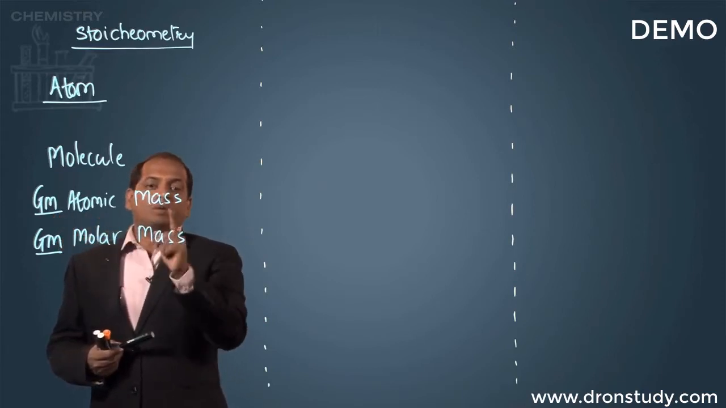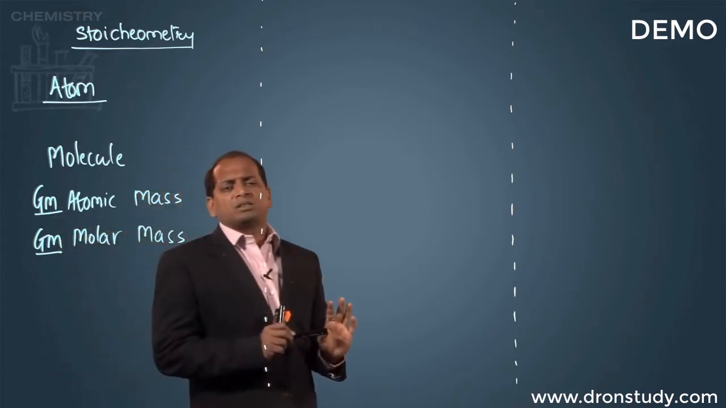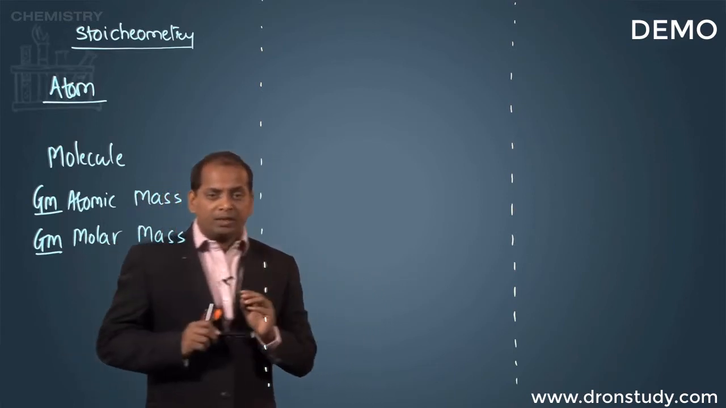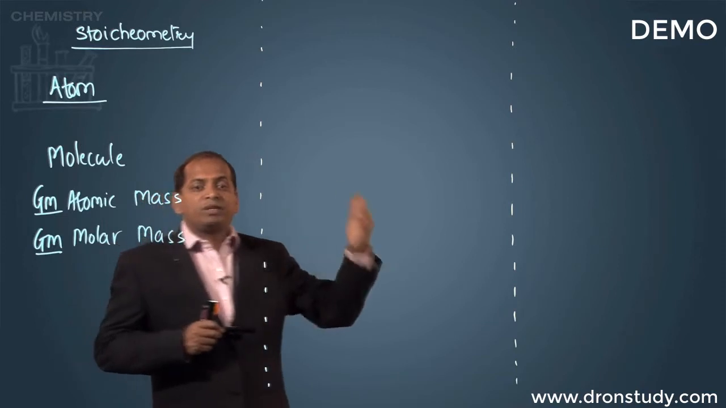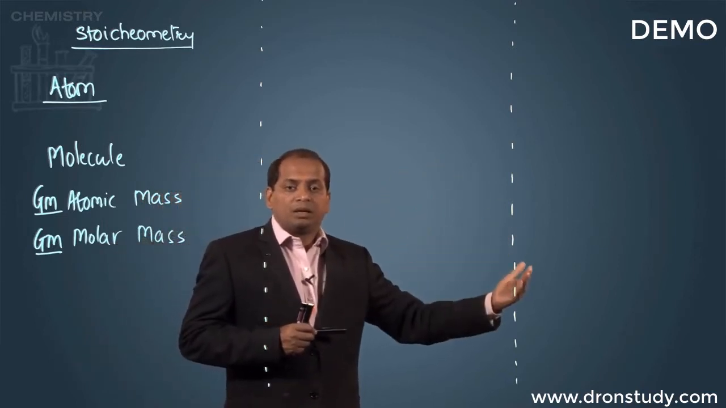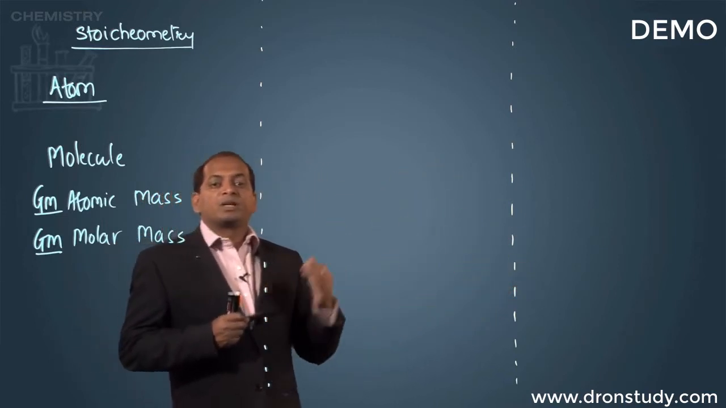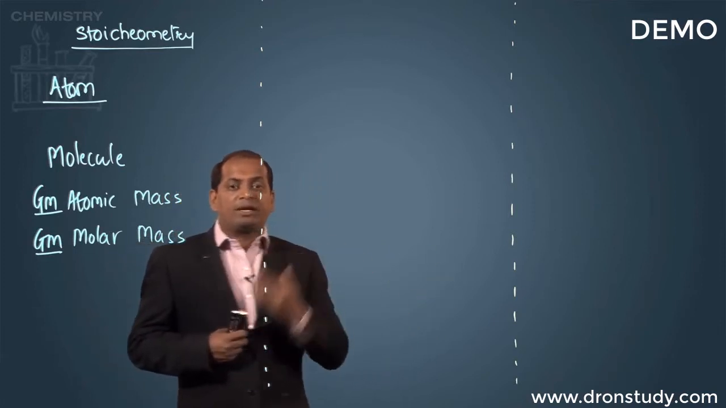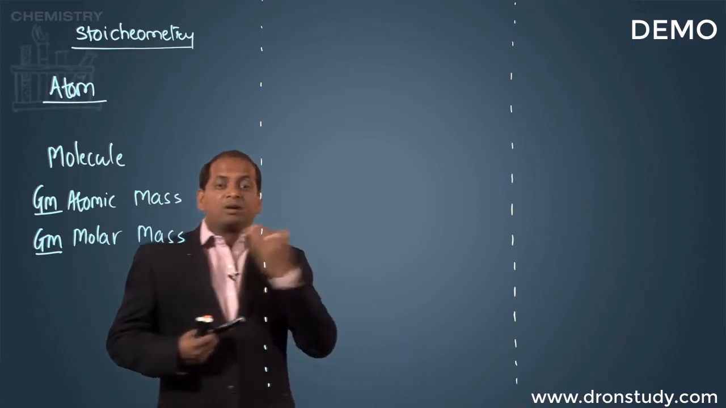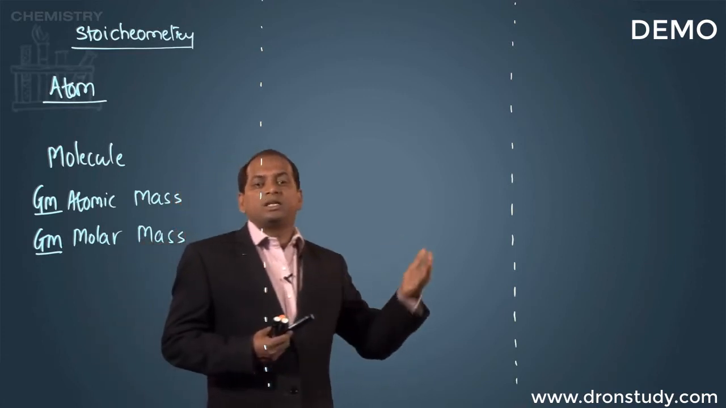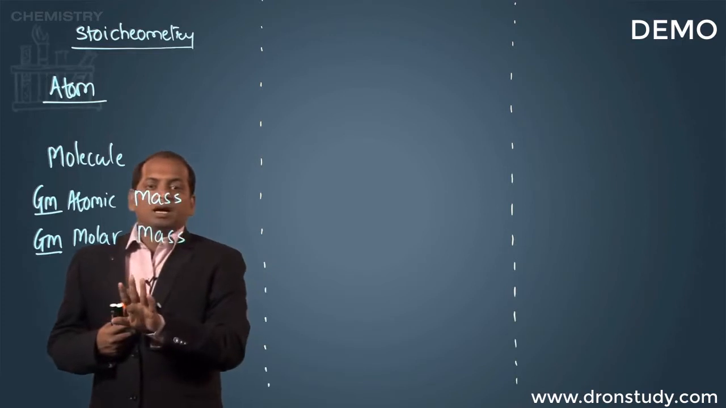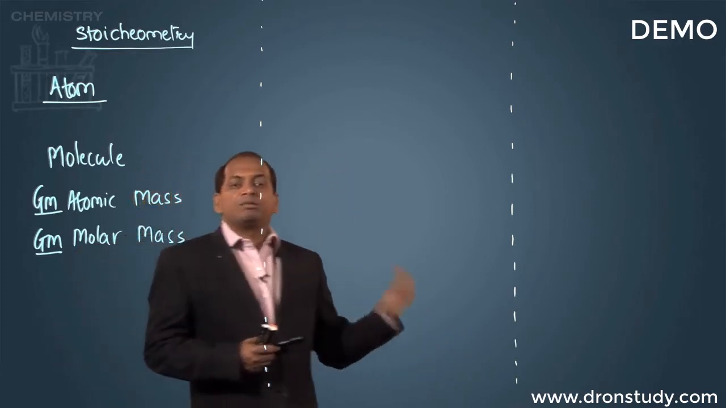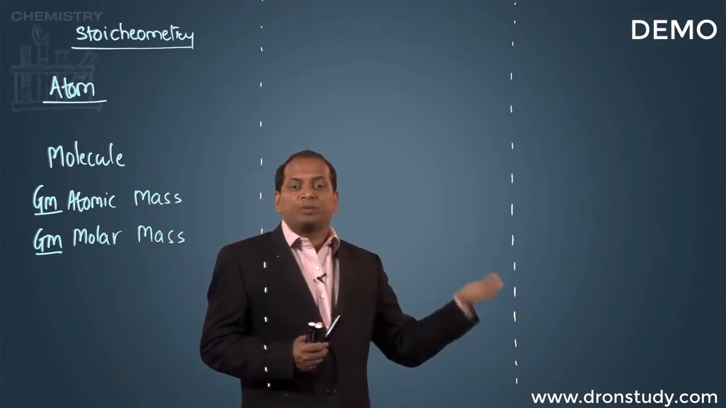So, gram atomic mass. What do you mean by atomic mass? Atomic mass means mass of the atom, but it is always taken with respect to a reference, and that reference is the carbon-12 isotope. So the average mass of the atoms compared with 1/12 the weight of a C-12 isotope. Same thing, the average mass of the molecules compared with 1/12 the weight of a C-12 isotope. These are the IUPAC definitions.